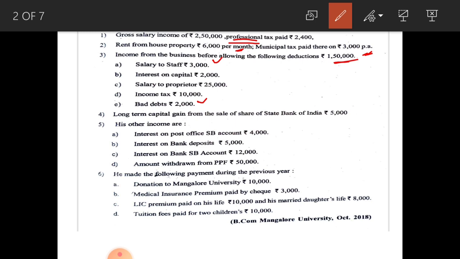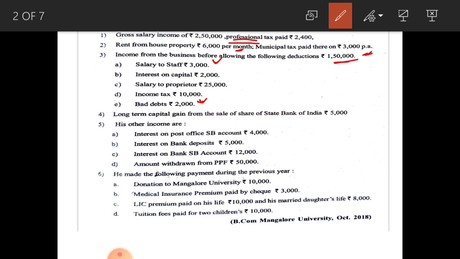Only these two items you have to deduct, because interest on capital, salary to proprietor, income tax, these are the expenses relating to Mr. Prakash only. That is why you have to consider only salary to staff and bad debts. When you deduct these two items from 1,50,000, you get profit from business. That is your third head of income.